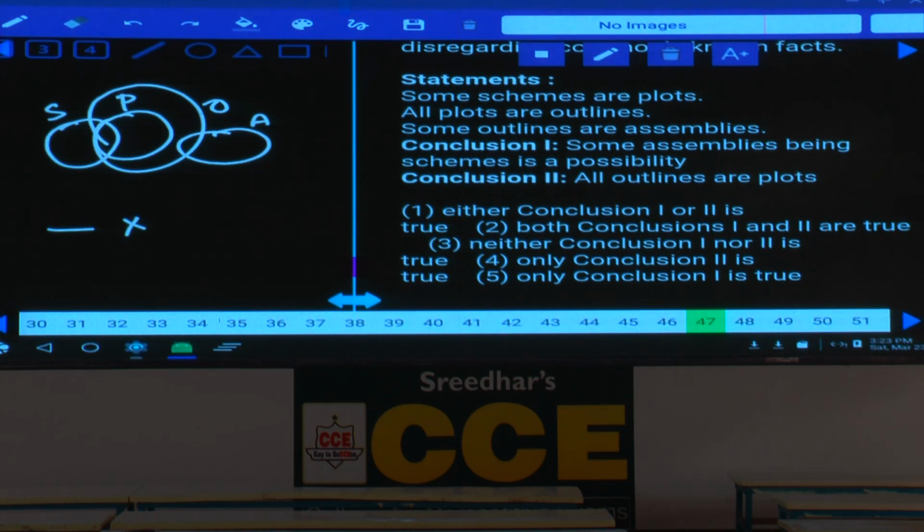And the first conclusion, some assemblies are schemes. Some assemblies are schemes, true or false? Some assemblies are schemes. Now some assemblies are schemes, it is a possibility, and tell me whether we can draw this assembly like this or not. Isn't it possible or not? Hence the first one is a possible conclusion which is true, and so choice 5 is the answer. Now this is about question number 82, choice 5.